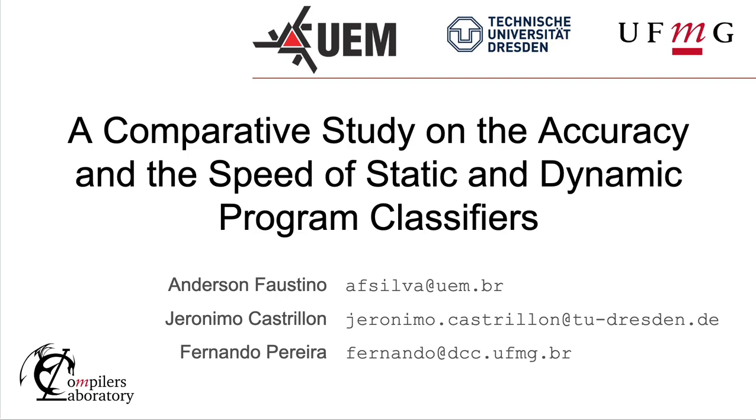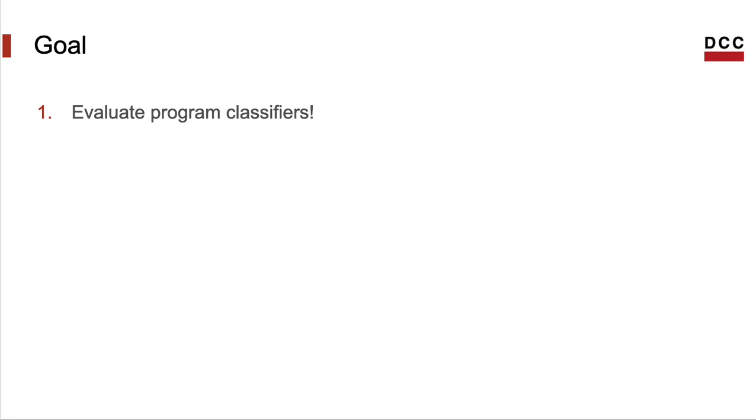Hello everyone, my name is Fernando Pereira, and today I will talk about our paper, a comparative study on the accuracy and the speed of static and dynamic program classifiers. This is a work that I did with my colleagues Anderson Faustino from the State University of Maringá in Brazil and Geronimo Castrillon from the Technical University of Dresden in Germany.